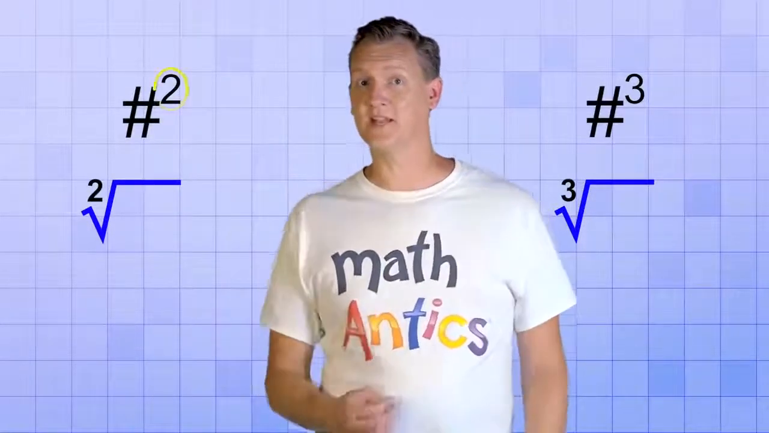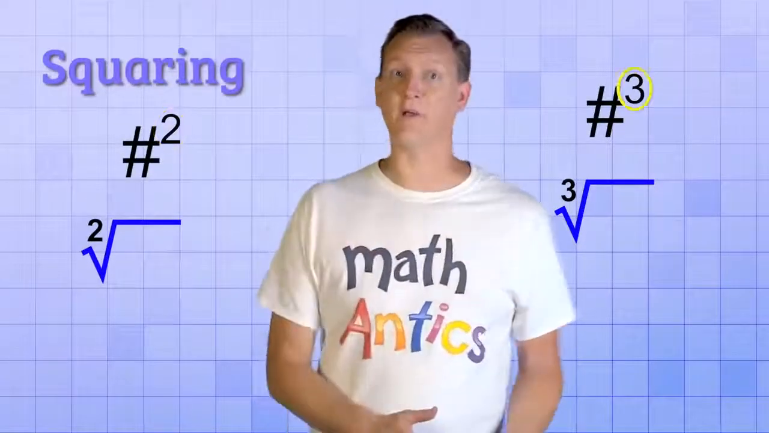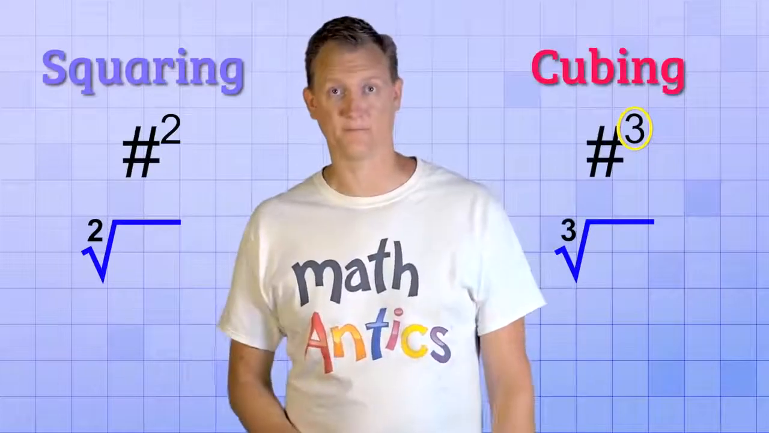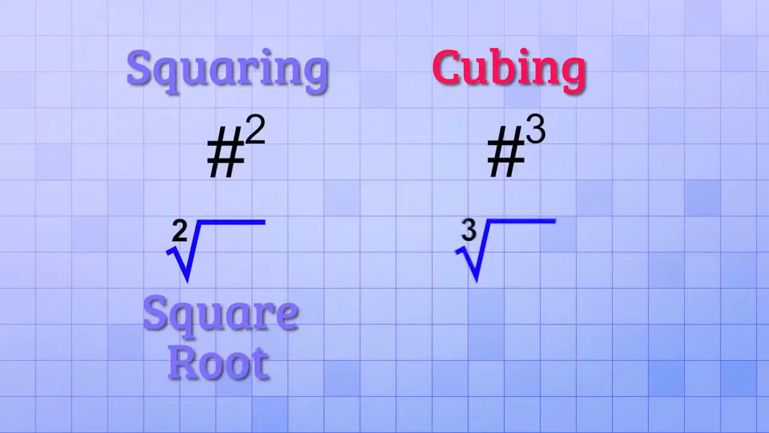Raising a number to the second power was called squaring it, and raising a number to the third power was called cubing it. Well, it's the same with roots. Since the roots 2 and 3 are the most common, they get special names also. The second root is called the square root, and the third root is called the cube root.